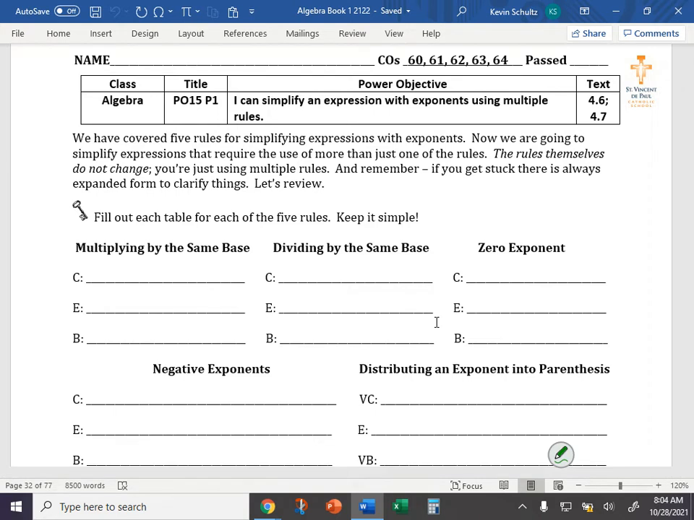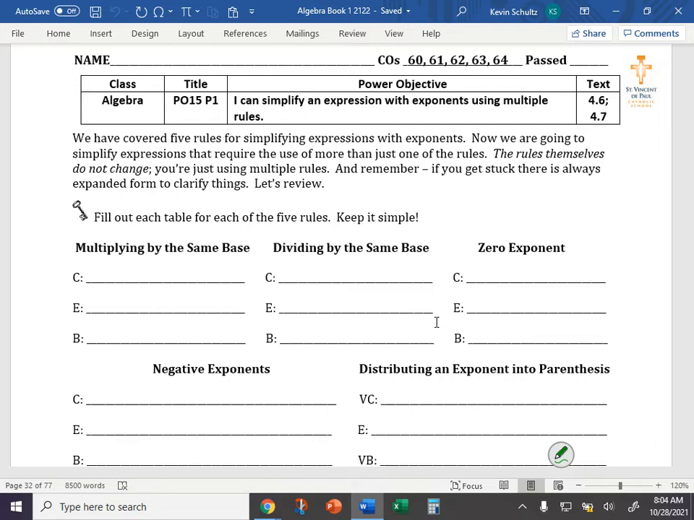We've come to the last objective of our unit, which is your only PO of the unit. No, I take it back. Actually, your first one was also PO9, writing it in expanded form. And now we've got PO15, which is all these rules put together.